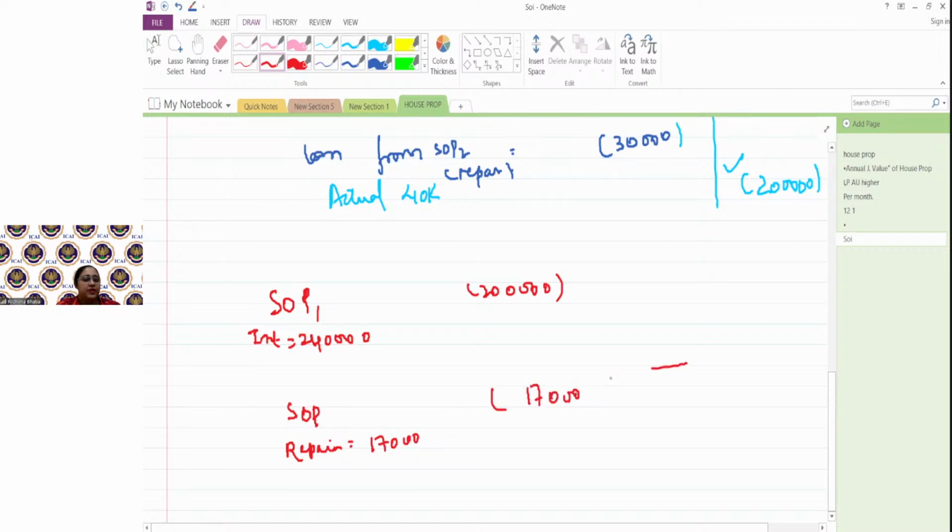Now here, friends, you will say, ma'am, you said 2 lakh and 30,000 is allowed, but when is 30,000 allowed? When the interest is for repair, or when the loan is taken for repair, when the loan was taken before 1st April 1999, or if the loan was taken for construction, it was not completed within 5 years, right? And 2 lakh is the limit if the loan is taken for acquisition, construction, and after 1st April 1999, provided the construction is completed within 4 years.